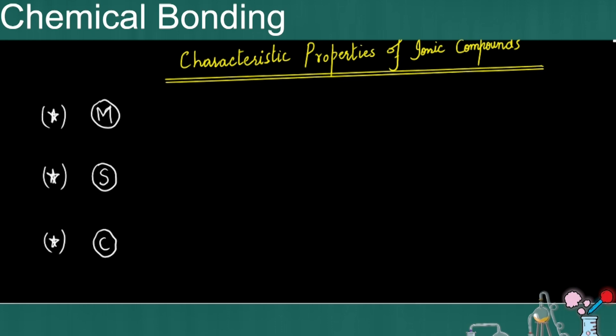And for the melting point, S for the solubility, C for the conductivity. But the ionic compounds have very high melting and boiling point. They have high melting point and boiling point. Important point है.